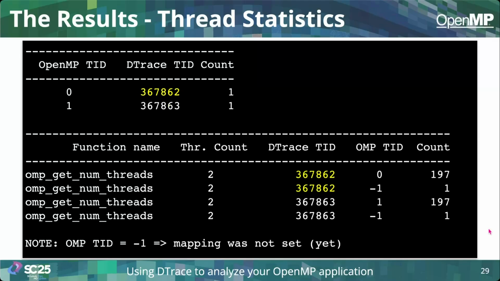But I want to illustrate how you can play with that information, how you can control what you're going to see and what's going to happen. But the bottom line here is that I'm calling OMP get num threads about 200 times per thread, and 200 times I get the same result. That seems like a bit of overkill.